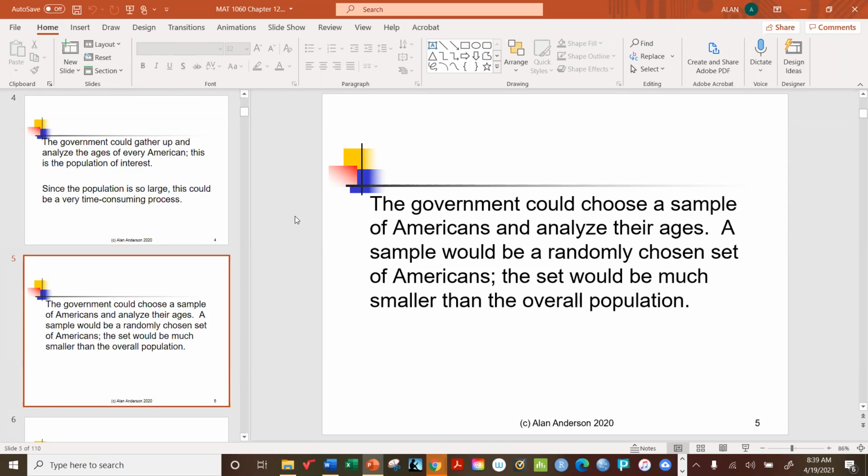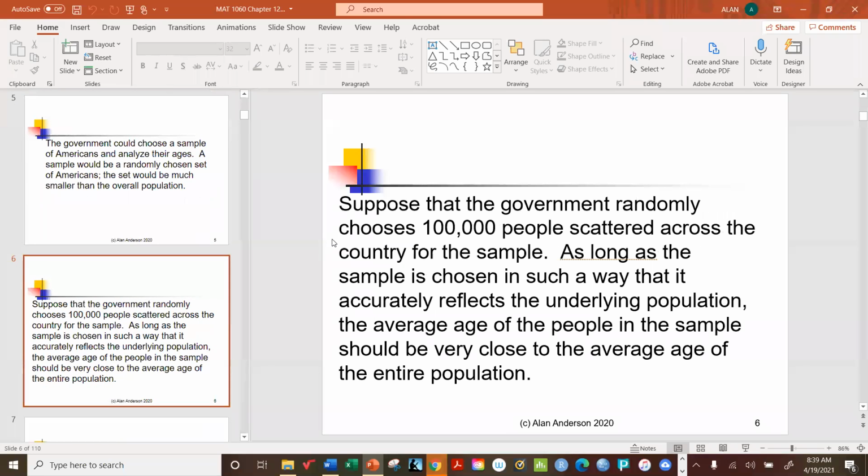And then whatever results they get from their sample should tell them roughly whether or not Americans are living longer than they did 20 years ago. And that's all they need to know. Yes or no. Imagine the average age has gone up from 75 to 77. That's the kind of thing they need to know, because that means they'll have to spend more money on Social Security in the future, and therefore they have to figure out ways to finance it. All right. So in this example, suppose that they picked 100,000 people randomly scattered across the country. Again, if they've done it carefully, that should be a very good reflection of the underlying population.